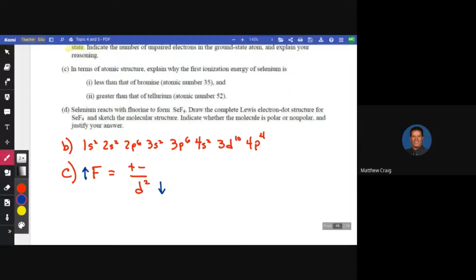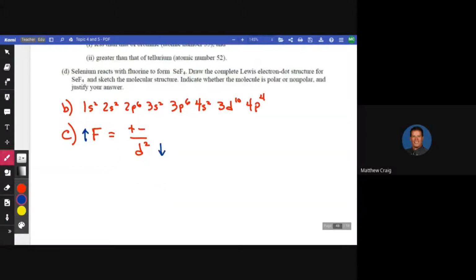Letter D. Selenium reacts with fluorine to form SeF4. Draw the complete Lewis electron dot structure for SeF4. Whenever you see electron dot, please show all the electrons. Go ahead and draw that first, then we'll talk.